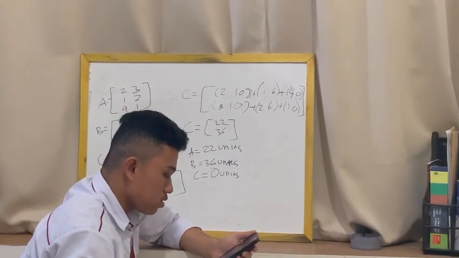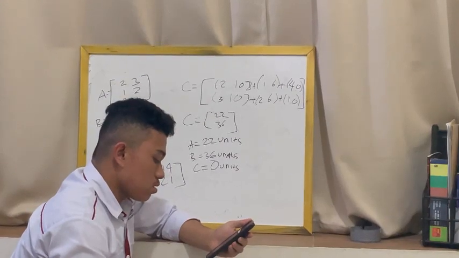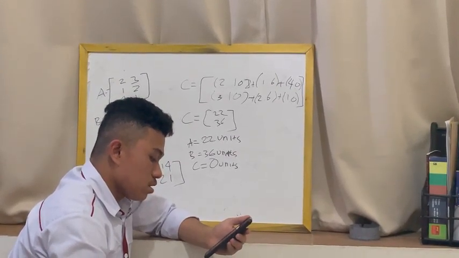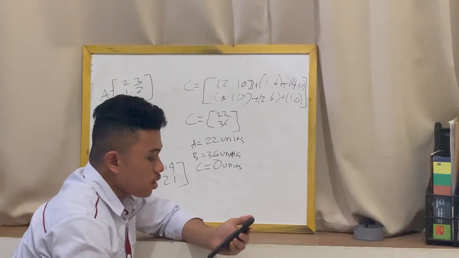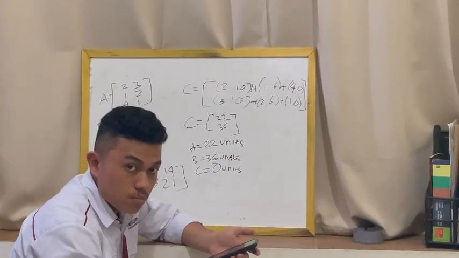Why is C 0 units? The company can produce 0 units of product C because the resource requirements of product C exceed the available resource. So that's all from me.